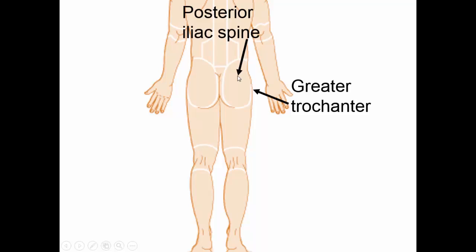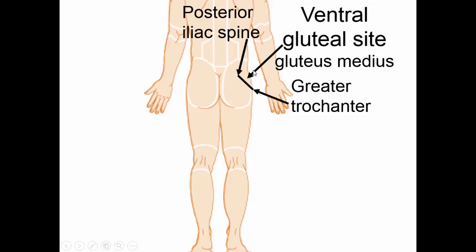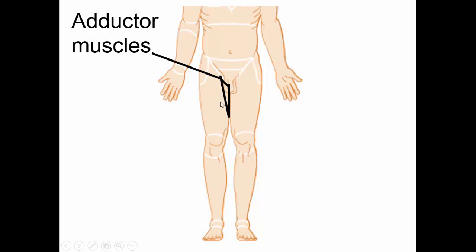The posterior iliac spine can be palpated right here. If you draw a line between these two, you will find the ventral gluteal site. This is where the gluteal medius is. This is a place where injections can be given. You can actually put your fingers and thumb across here, make that line with the edge of your hand, and as long as you're sticking above that line, you're in a muscle that it's a good place to put a shot. The adductor muscles are the group of muscles that make up your inner thigh muscles.